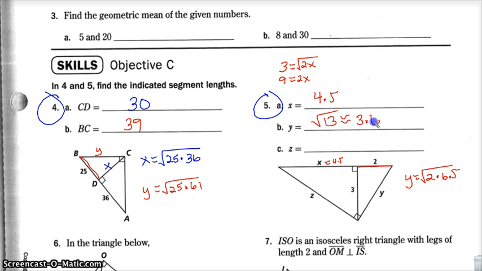And lastly, we need to find z. So z is going to be the square root of the part that's attached, 4.5, times the whole hypotenuse, 6.5. So z equals the square root of 4.5 times 6.5, which gives us a grand total of about 5.4.